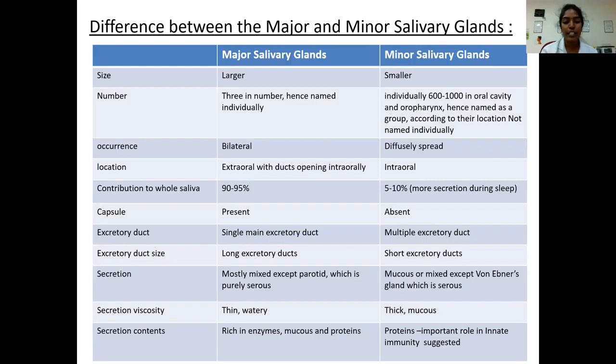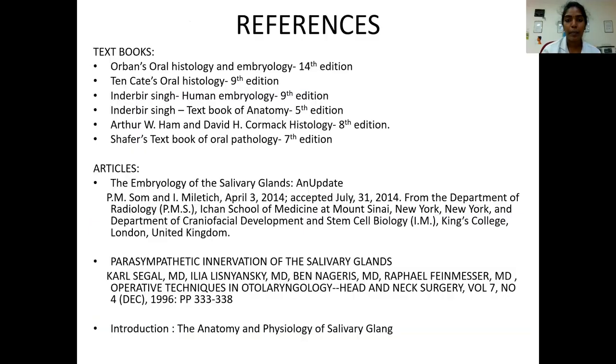The viscosity of the secretion: it is thin and watery for the major salivary glands and thick and mucous for the minor salivary glands. The secretion content: it is rich in enzymes, mucus and proteins for a major salivary gland, and proteins are for a minor salivary gland. Proteins are suggested to have an important role in innate immunity.